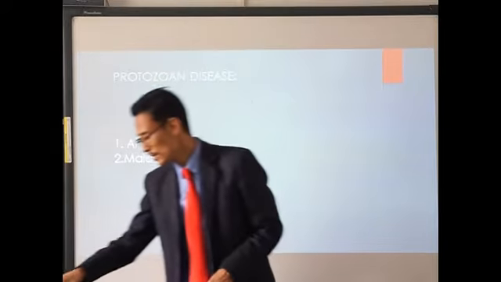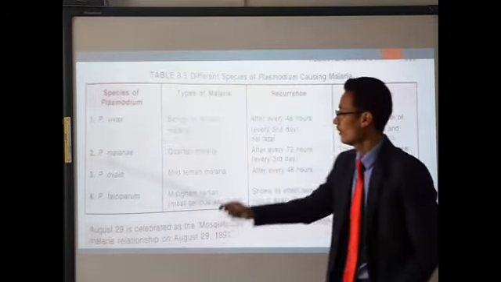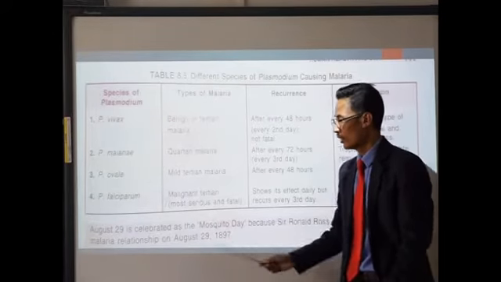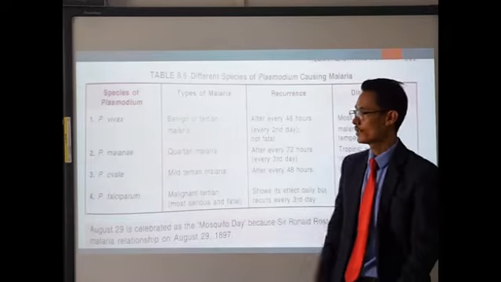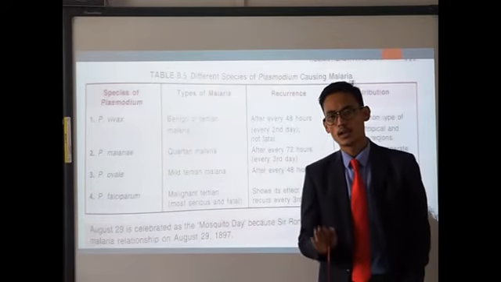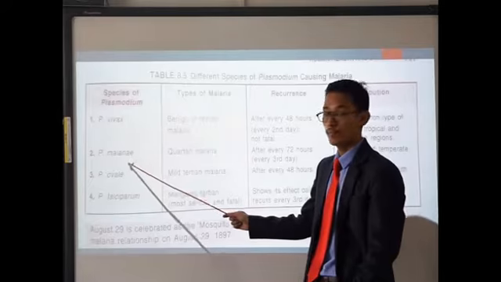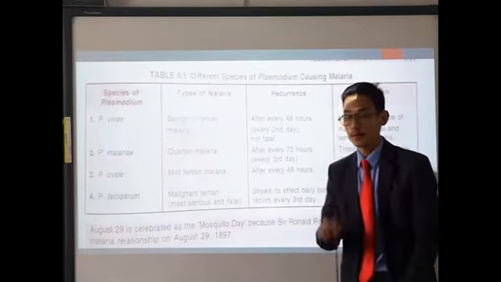So we have different species of Plasmodium: Plasmodium vivax, Plasmodium malariae, Plasmodium ovale, and Plasmodium falciparum. So we have four species of Plasmodium. Kindly remember. Clear? Plasmodium vivax, Plasmodium malariae, Plasmodium ovale, and Plasmodium falciparum.